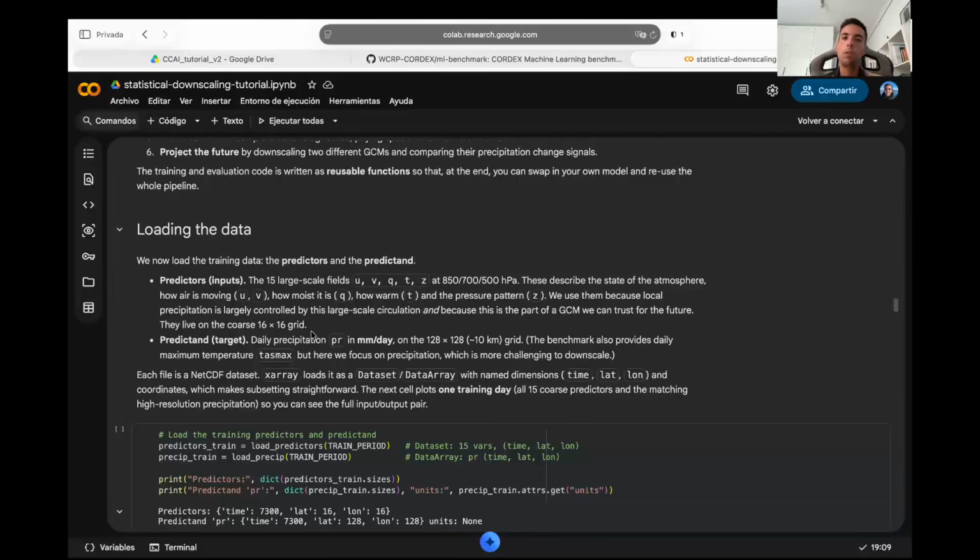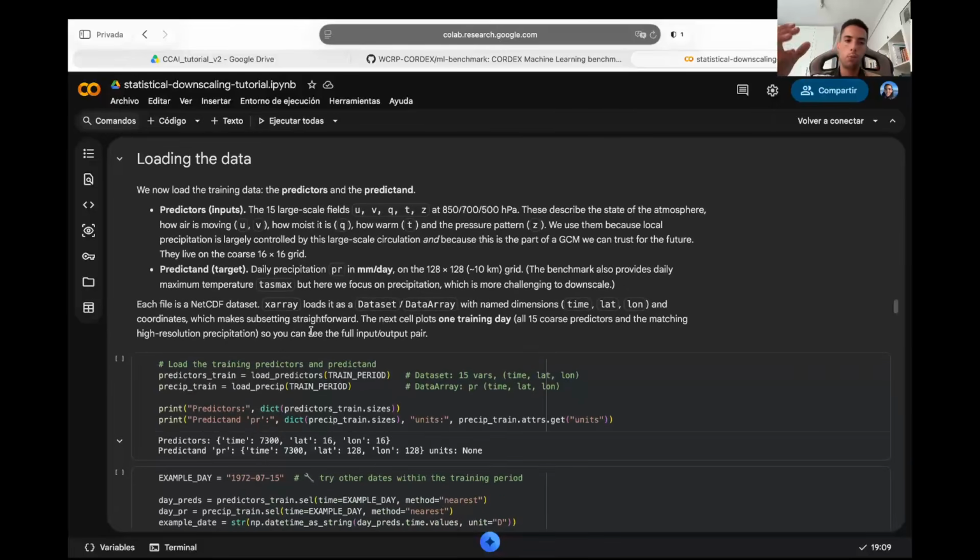Here I will not go into the details of the code. I think it is a better idea if you go through the code. The code is well explained in the notebook, so you can look at the details to get an idea of what we are doing. So in this video I will give you an overall picture of what we are really doing. First we load the predictors, which in this case is a set of large-scale variables representing the state of the atmosphere, and we are going to load the predictand, which is the surface variable at high resolution that we want to downscale. In our case, we are going to focus on precipitation.